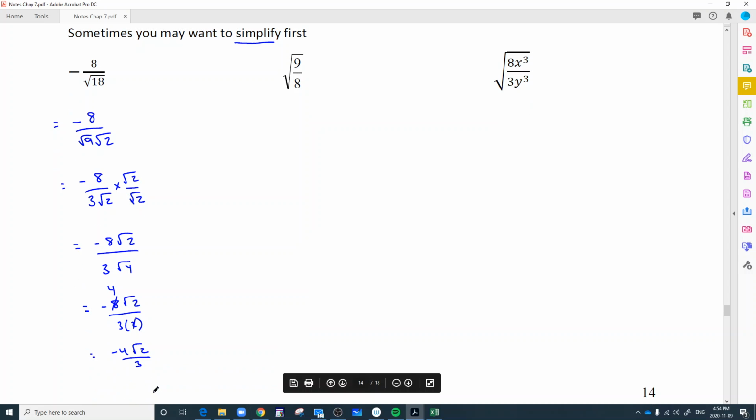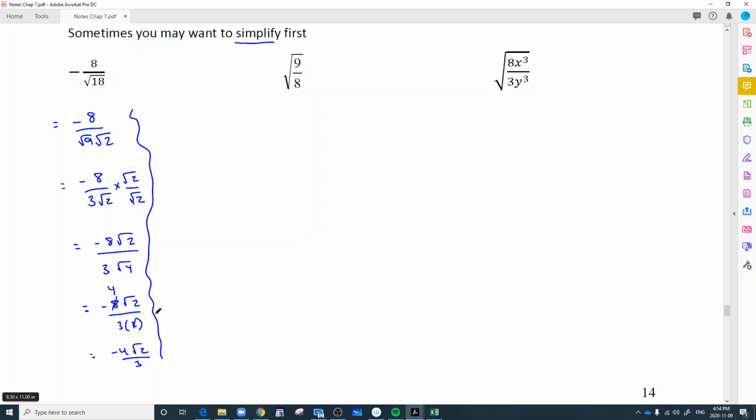Now again, you can check to make sure you did this right, because if you plug into your calculator -8 divided by root 18, you will get the same answer as if you plug in -4 times root 2 all over 3. Now that's method one. So I mentioned if you wanted to do it the same way as we did in the first one, number one, you can just simplify your radical and then multiply by the radical in the denominator.